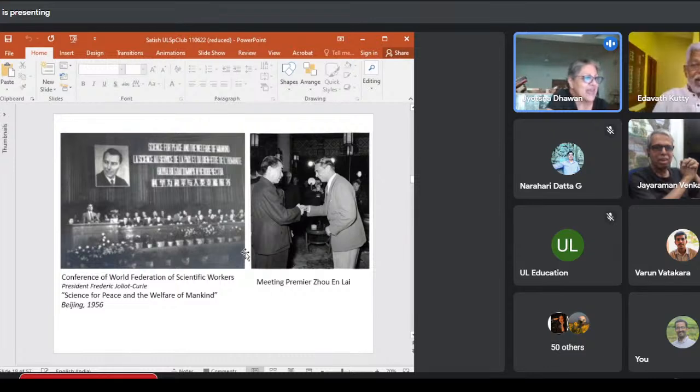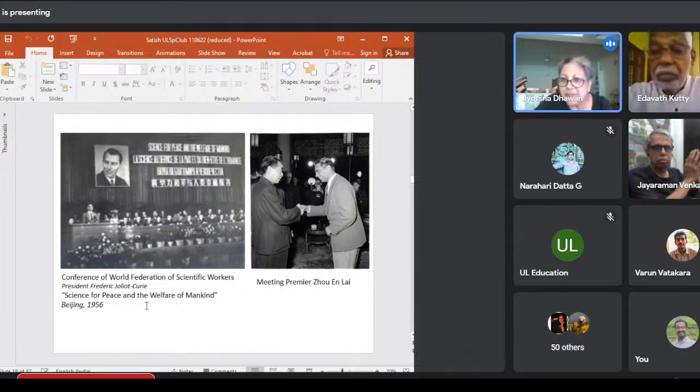So one of the early activities that Satish was involved in was his commitment to egalitarian values. He participated in the World Federation of Scientific Workers in China, in Beijing in 1956. And the president of the World Federation of Scientific Workers that year was the Nobel laureate Frederick Joliot-Curie, who was the son-in-law of Marie and Pierre Curie. Shown here is Satish shaking the hand of Chinese Premier Zhou Enlai.